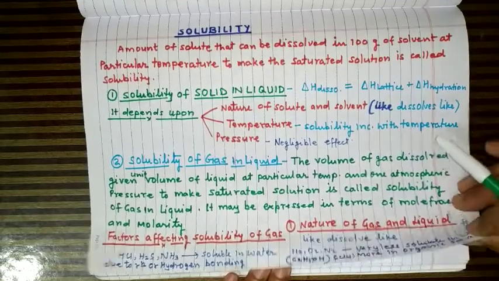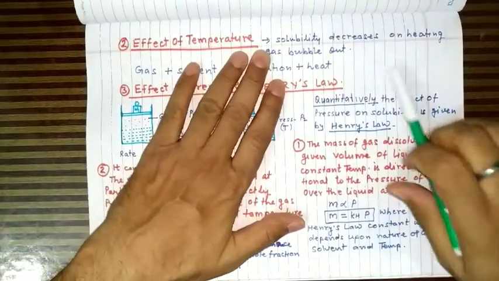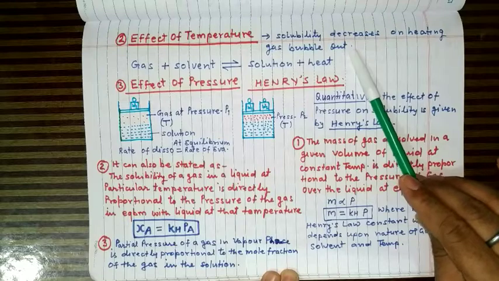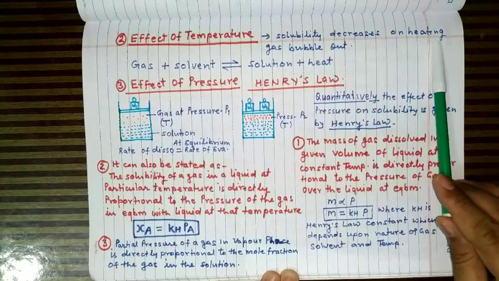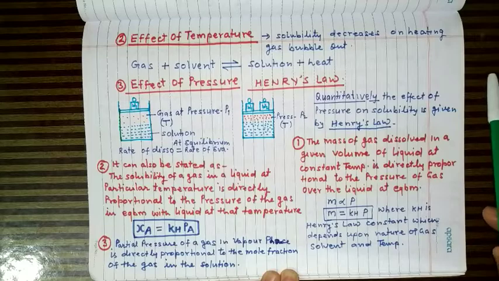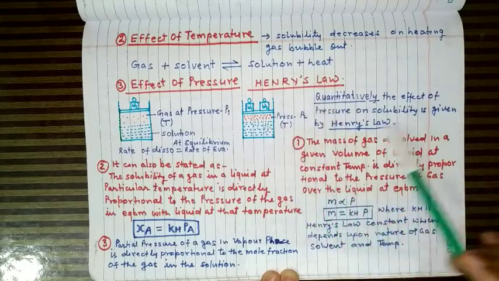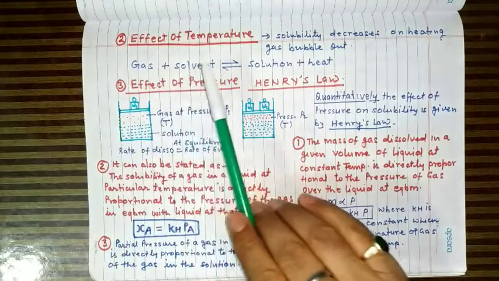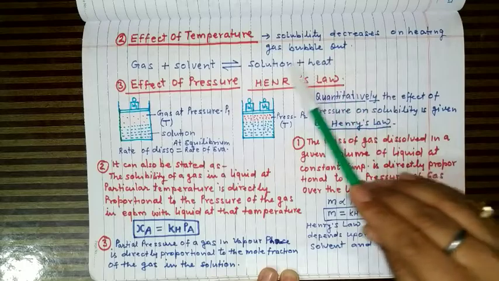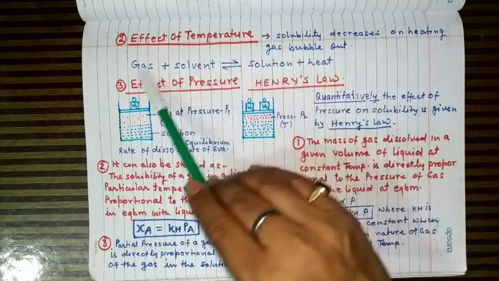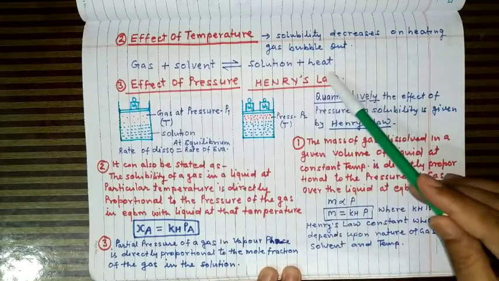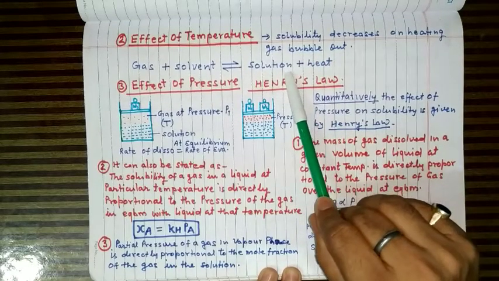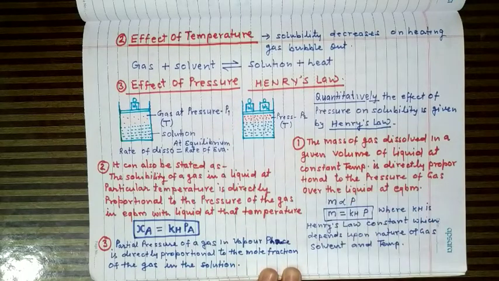Now, the effect of temperature on solubility. Solubility of gas in a given liquid or water decreases on heating or with an increase in temperature. So when we increase the temperature, the dissolved gases will bubble out. As we know, the solubility of gas in a given solvent is an exothermic process. So by applying the Le Chatelier principle, if we increase the temperature, it will shift in the backward direction and dissolved gaseous molecules will come out in the form of gas bubbles.